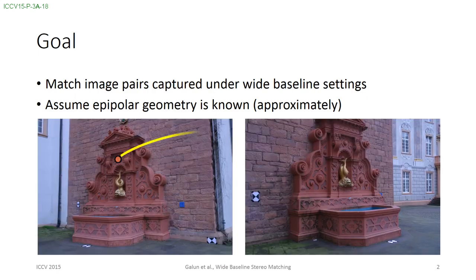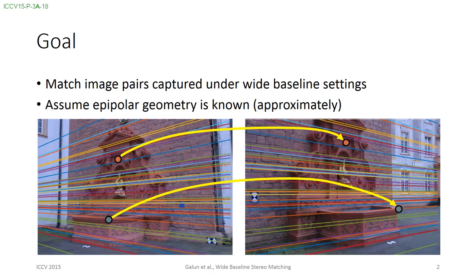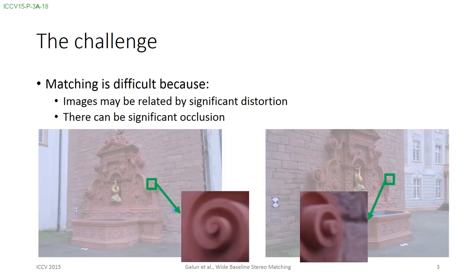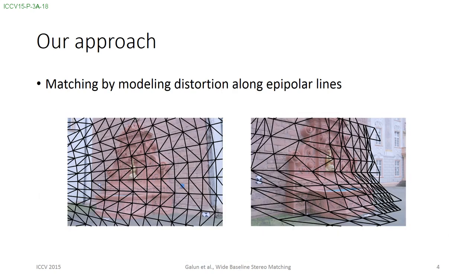The goal of this work is to find matches between image pairs captured under wide baseline settings when the epipolar line geometry is known. Finding correspondences in a wide baseline setting is challenging. Such images may be subject to significant distortion. We approach the problem by modeling this distortion.